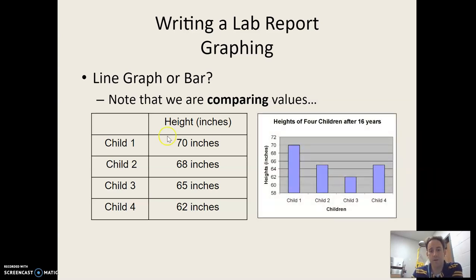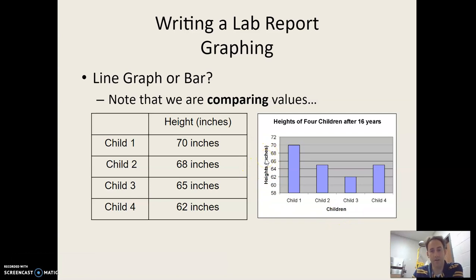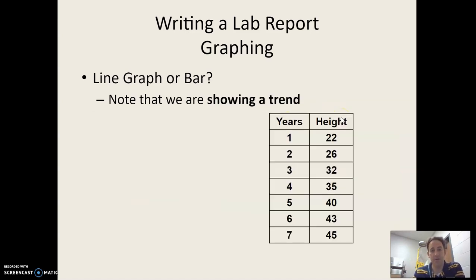Okay. Now note that I have the independent variable, the children, and the dependent variable properly labeled, independent on the x, dependent on the y, and then note that I've included my units as well where appropriate. Note also that my title has both the dependent variable and the independent variable in it. So that's really important.